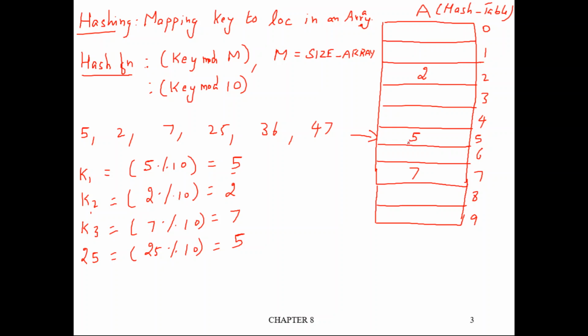So this is called a collision. When you are performing hashing, this is one of the problems you will face. This problem is called collision. How to deal with the collision, let us discuss later. But there is a problem.